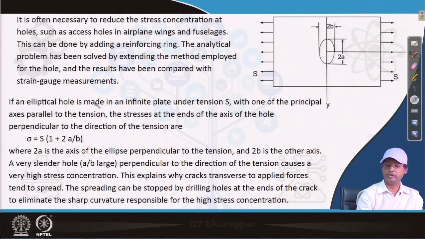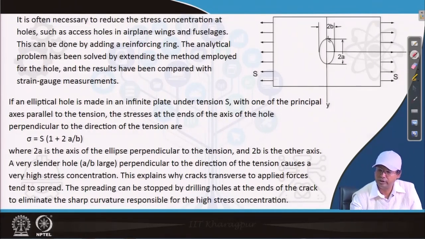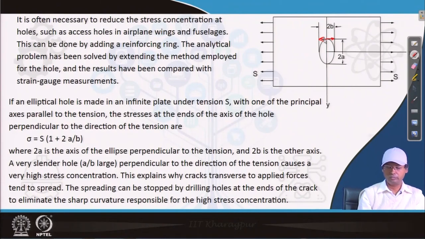An elliptical hole, which is oriented this way, is made in an infinite plate under tension S with one of the principal axes parallel to the tension. The stress at the ends of the axis of the hole perpendicular to the direction of the tension is sigma equals S times (1 plus 2a by b) at this point, where 2a is the axis of the ellipse perpendicular to the tension and 2b is the other axis. We are talking about stress in this direction. This derivation is a little bit lengthy and takes time, so that is the reason it has been skipped. You may find it in any theory of plasticity book.